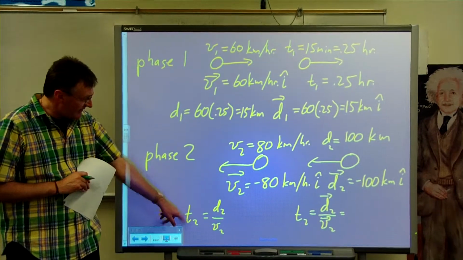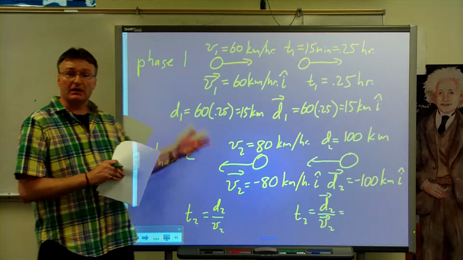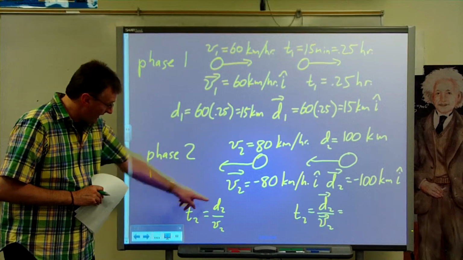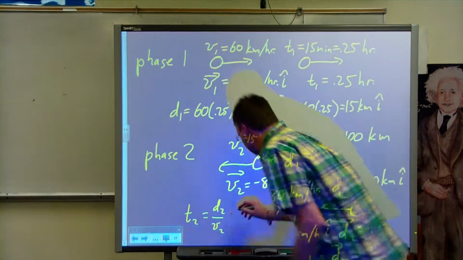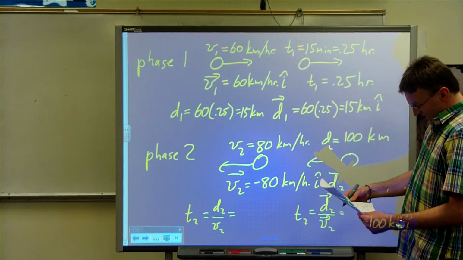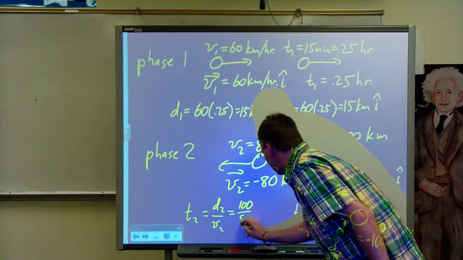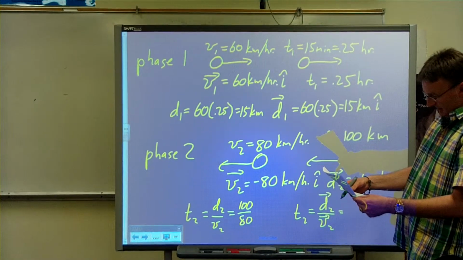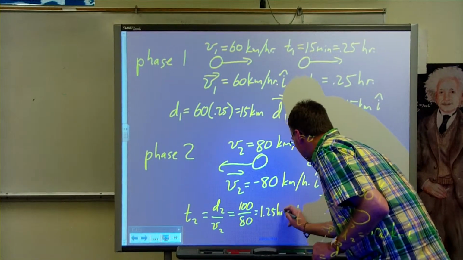So we need to find the time for the second phase, which is not given, but we can find it from the information that we have. So the time then we'll just find from d2 divided by v2. So the time for phase 2 will simply be 100 divided by 80, and that'll be 1.25 hours. So 1.25 hours.